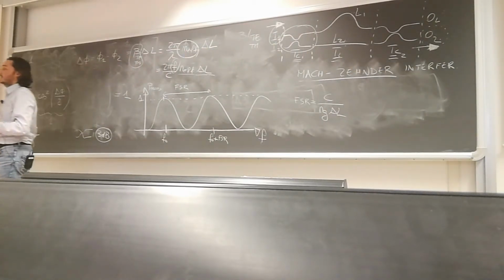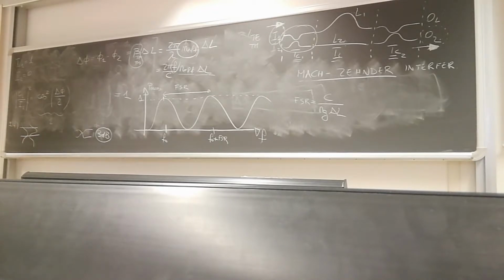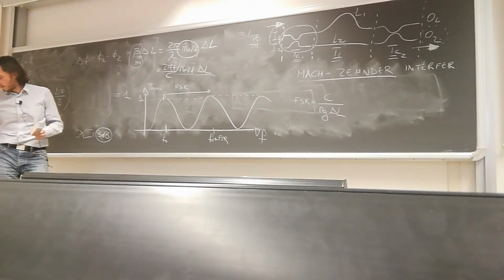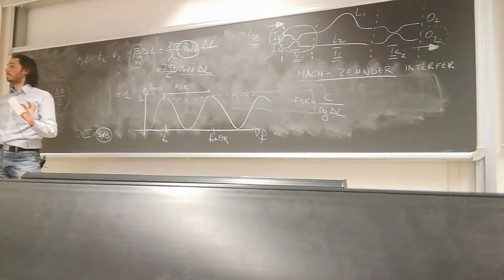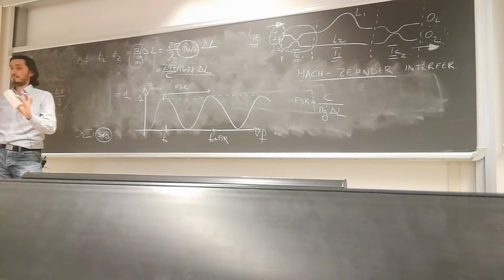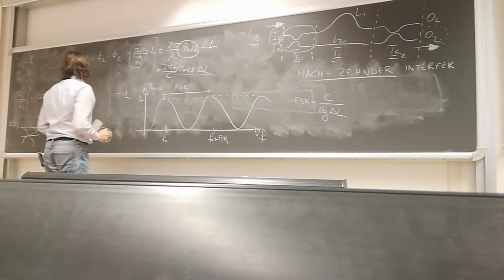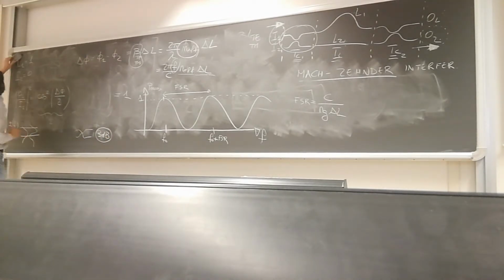So delay lines that delay the same for TE and TM. This is just a comment on modes and polarization. Is this clear? Then, so far, so good.